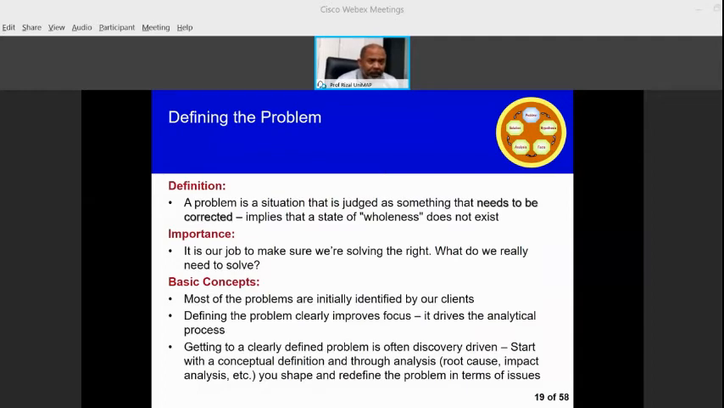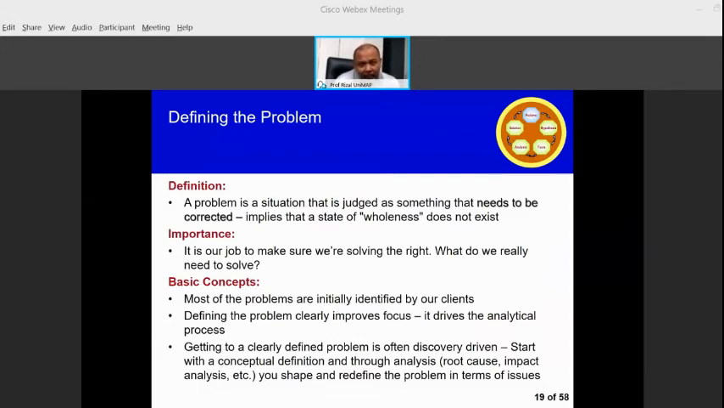So basically, of course, I will share with you the slide. It's common knowledge, but I will share it with you. So a problem is a situation. It's just something that needs to be corrected. And in research, in our domain of work, the most critical part is to identify the correct research problem.